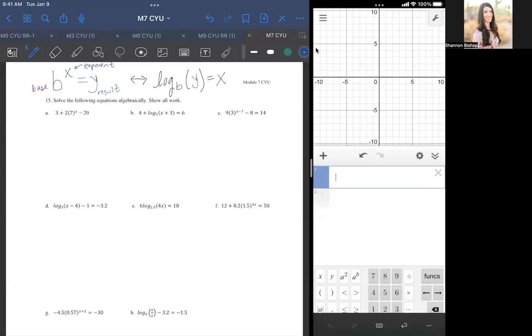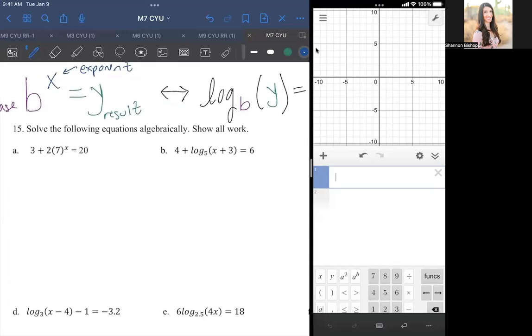So if you look at part A, the thing to realize about part A is you have a lot more stuff going on other than bases, powers, and results. You've got this +3 just chilling on the outside. You've got this multiplier of 2 that is neither a base nor a power nor a result. And that's why you always want to start these by simplifying as much as you can that's not a base, power, or result first. So if we subtract the 3, we'll end up with 17 over here.